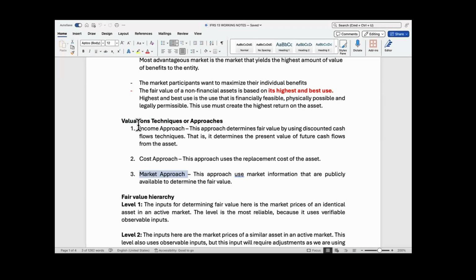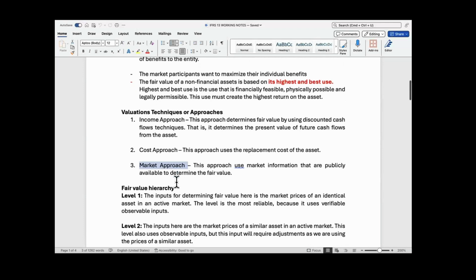Also, you can use the cost approach. This is basically looking at the replacement cost of the assets, right? If I'm going to replace this asset today, how much? That can represent fair value. And you can also use the market approach. This is applicable where there is an active market for that asset, wherein you can get pricing information on that asset, right? That you can easily know, okay, this is the selling price as at today. So you can use the market approach in that scenario.